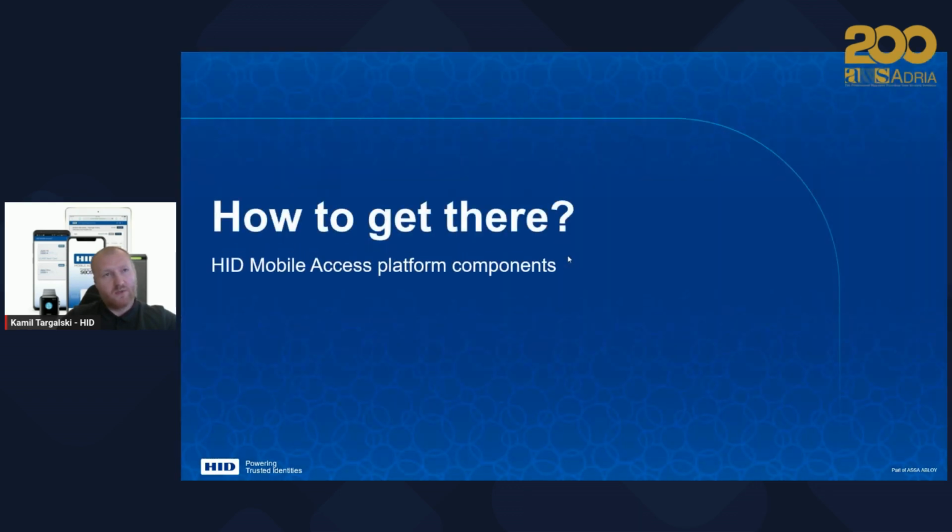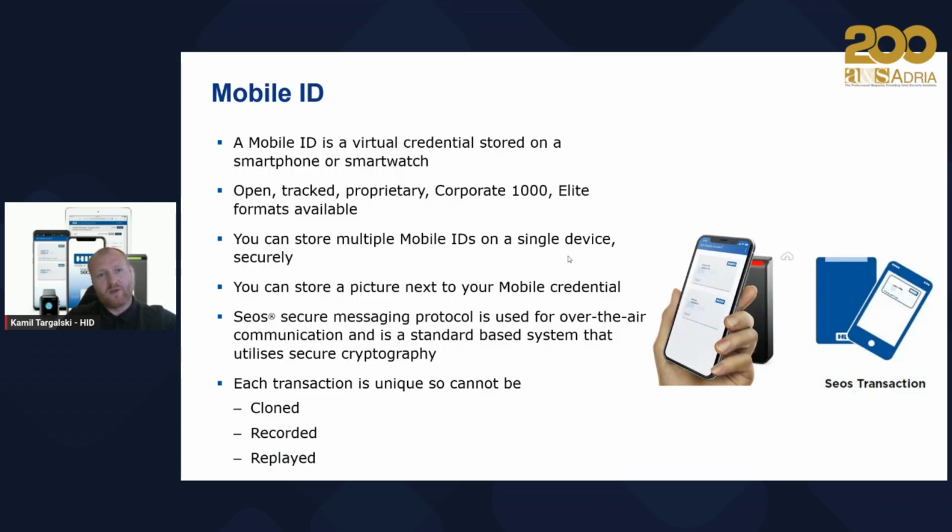So how to get there? Let's discuss the key components of such an ecosystem. First of all, what is mobile ID? It's a virtual credential stored on a mobile device, a smartphone or smartwatch. We can encode the user ID in the same way as we do for existing physical badges. We can use any type of open, proprietary, or corporate 1000 formats. We can use standard keys or elite keys. Basically, we can use the same data string as we use for our current badges, so it's extremely easy to migrate.